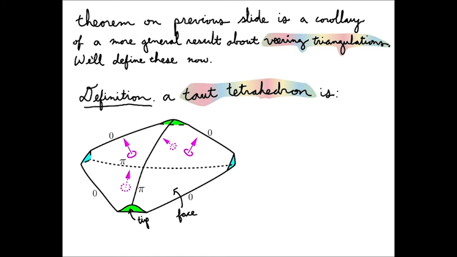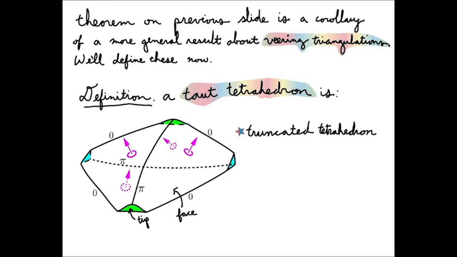First, I need to define something called a taut tetrahedron, which is a combinatorial object with the following properties. It's a truncated tetrahedron, and it has some decorations. Each of its faces is co-oriented, and by face I mean a face of the original tetrahedron before I truncated it. So I mean these 4 white hexagons. And 2 of the faces are co-oriented outwards and 2 are co-oriented inwards.